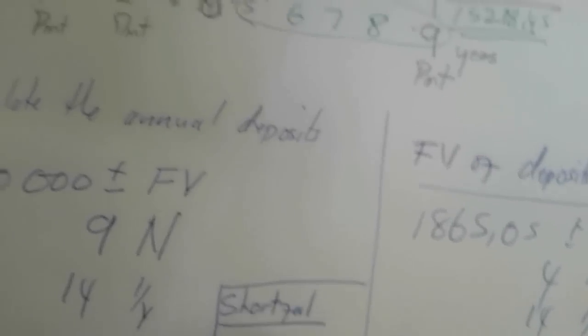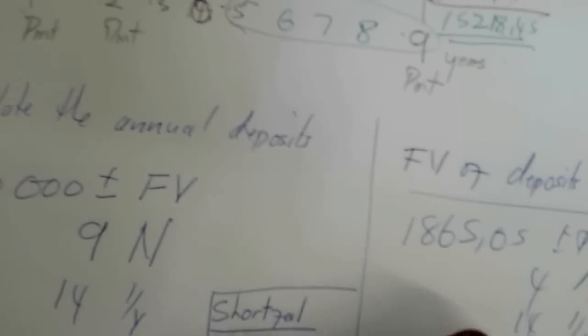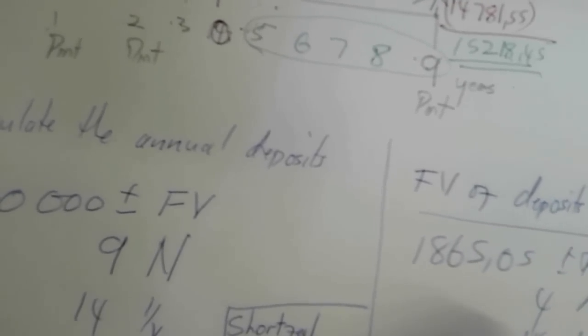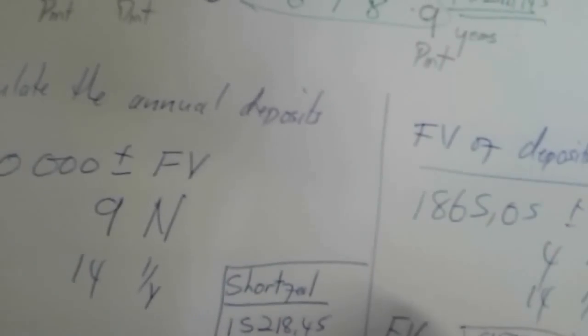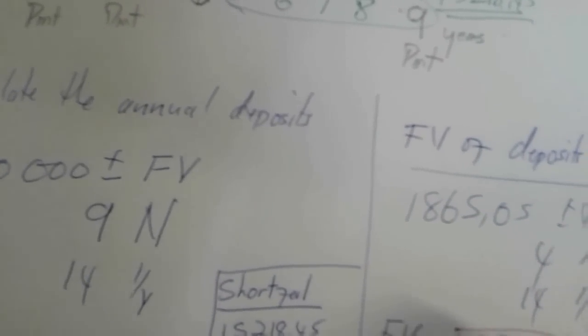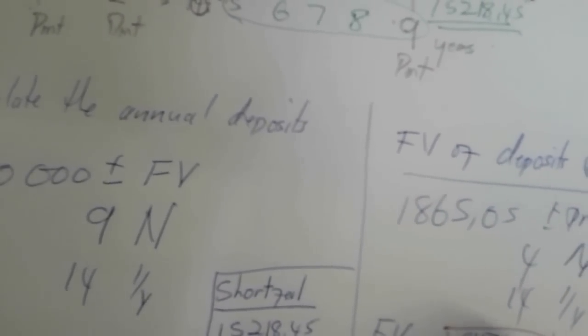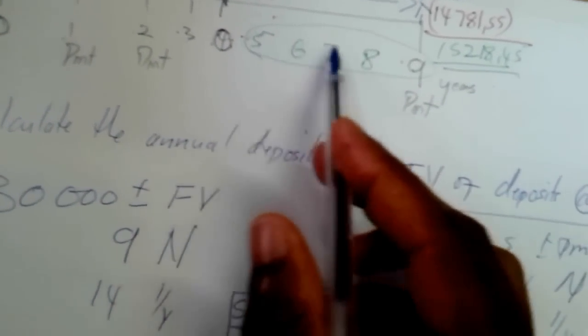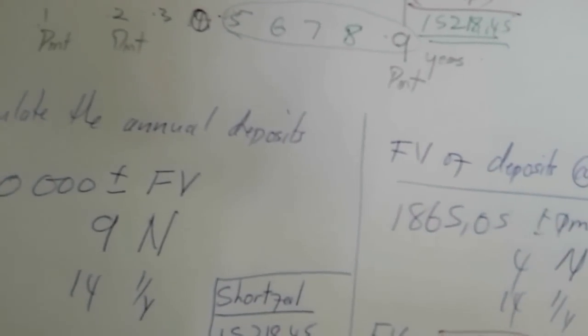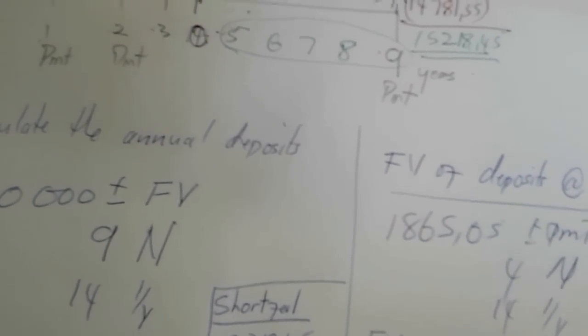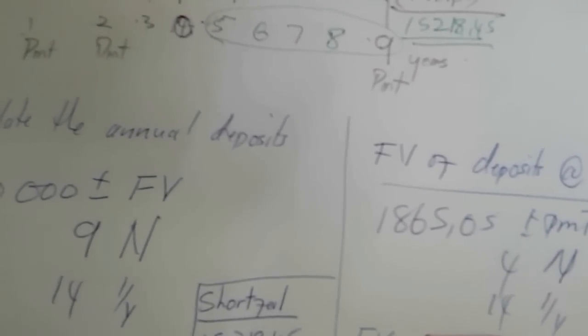So let's now do the last part, which is, the shortfall is now equal to 15,218.45. Now this becomes your new FV. 15,218.45 plus minus FV. Then your N is 5 payments, 1, 2, 3, 4, 5, and your I is 10. Let's compute what? PMT.